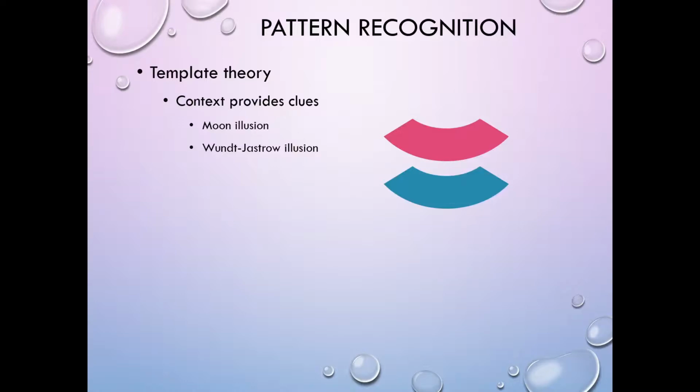Another example of how context provides clues comes from something called the Wundt-Jastrow illusion. That Wundt is the same Wundt that we talked about in the last chapter, Wilhelm Wundt, who, as you recall, was studying structuralism and trying to figure out the nature of consciousness. So he and a student put together this illusion where you have two arcs. They are in fact the same size, but right now the red one looks bigger, doesn't it?